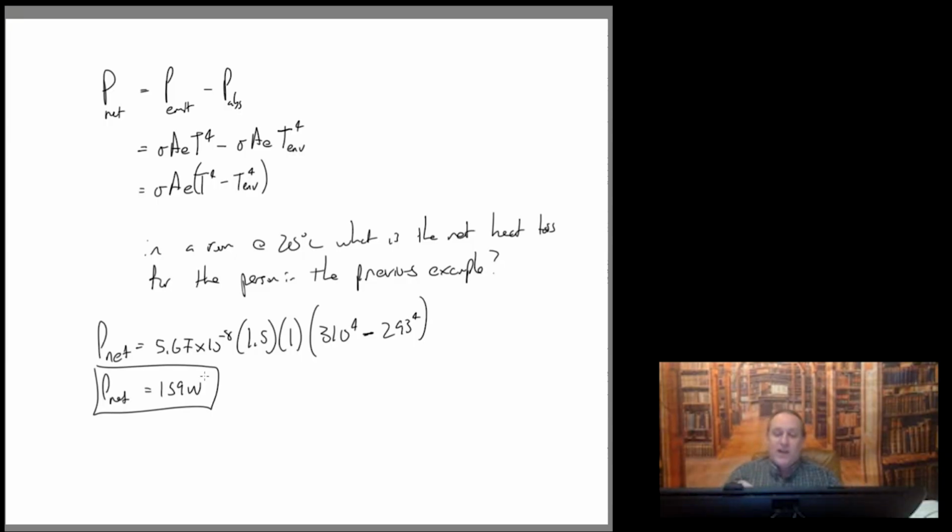So anyway, this is just a quick kind of introduction overview to heat transfer.